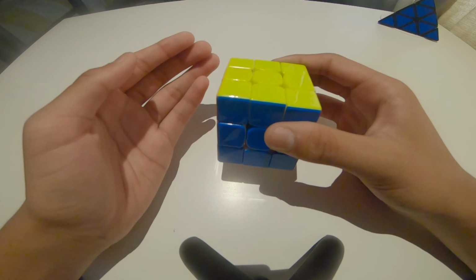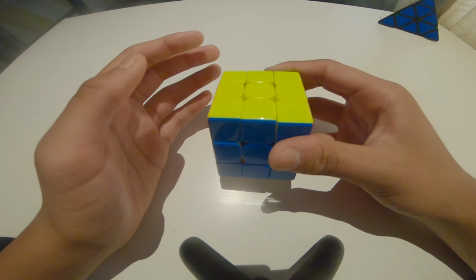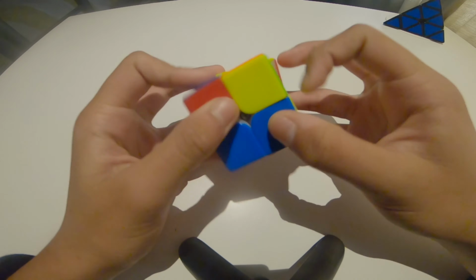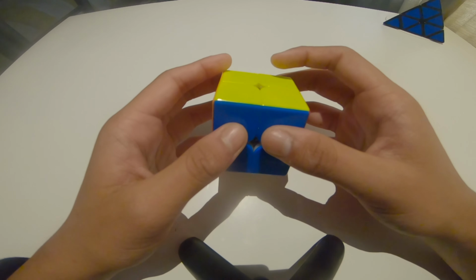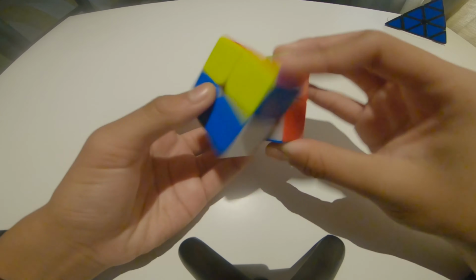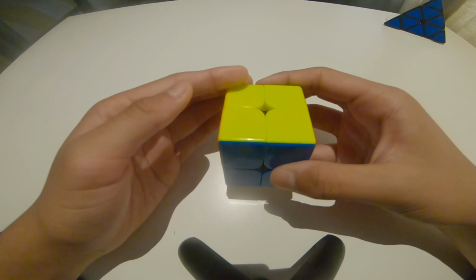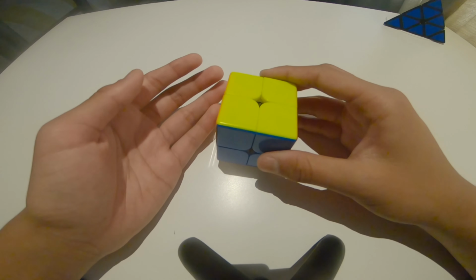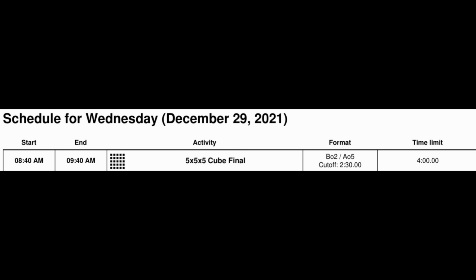If you go over the time limit, you have to stop the attempt immediately, and the solve will be recorded as a DNF. In another example, this round of 2x2 has a time limit of 2 minutes. If you fail to solve the puzzle under that time, your solve will be counted as a DNF. Like I mentioned, every single event in the competition will have some sort of time limit, and it should be pretty easy to understand.